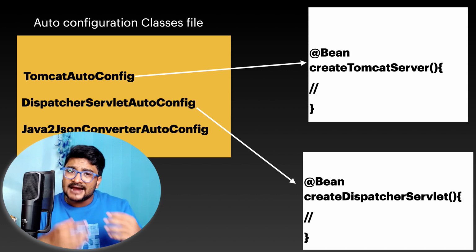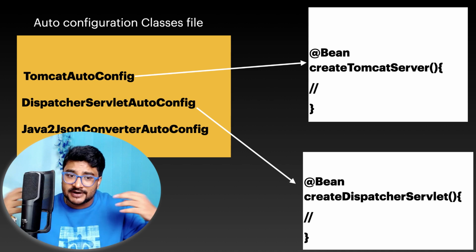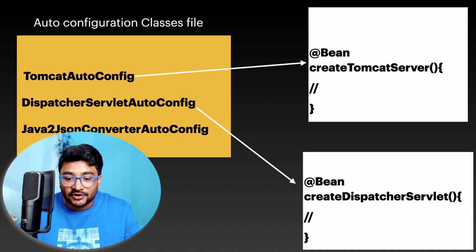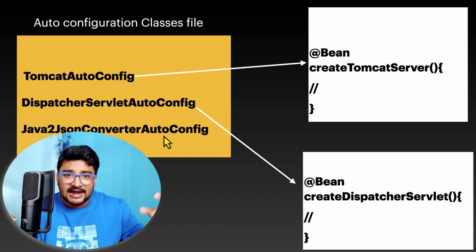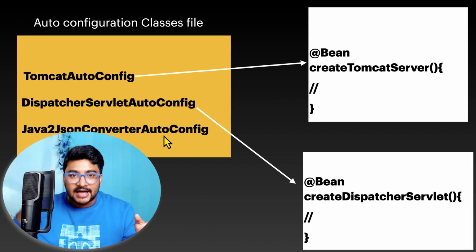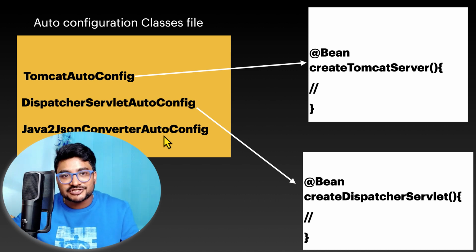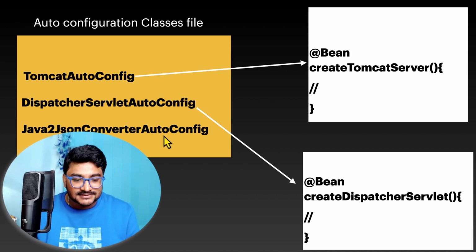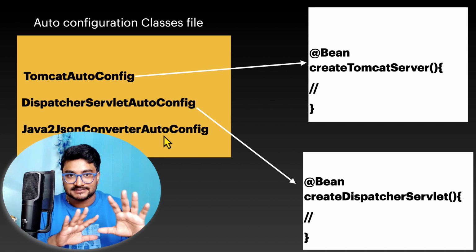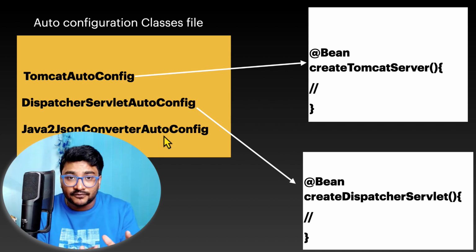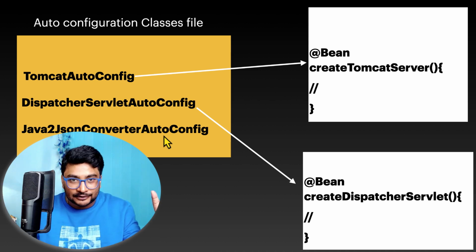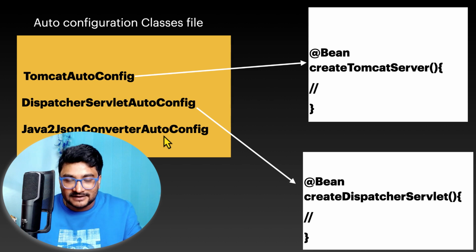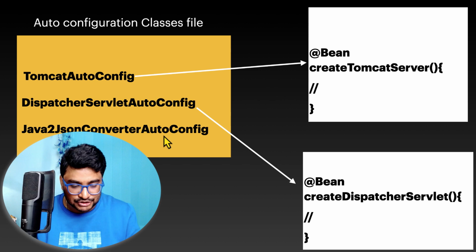So the Tomcat auto configuration class, the dispatcher servlet auto configuration class, let's say Java to JSON converter. I don't have to write the Java to JSON converter in Spring Boot. Spring Boot team has already written a converter inside this auto configuration class. They have created some bean, and that bean will take care of helping me converting my Java to JSON or JSON to Java. So these are the auto configuration classes which have been written. What are these classes doing? They are creating some beans on the fly for me, and I as a developer don't have to write all these beans, right? That's what we understood.